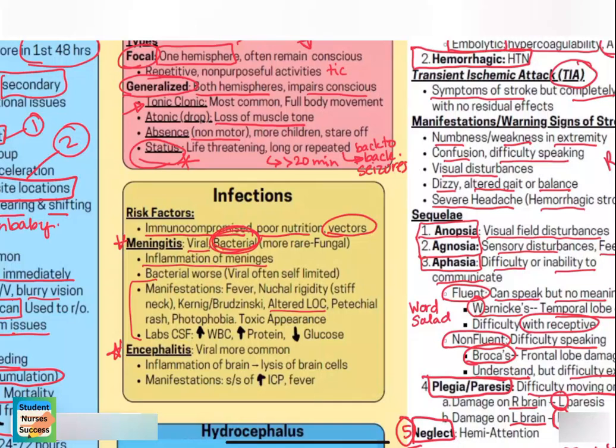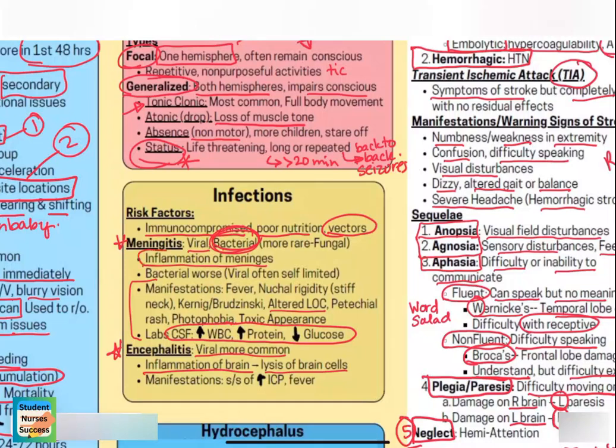With viral meningitis, it's more self-limited. Labs that we see with bacterial meningitis will show an increase in white cells and protein in the cerebrospinal fluid and a decrease in glucose. Encephalitis is usually viral in nature. We see this like West Nile from mosquitoes. It is inflammation of the brain that causes the lysis of brain cells.